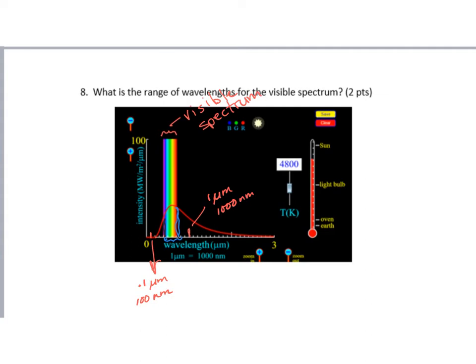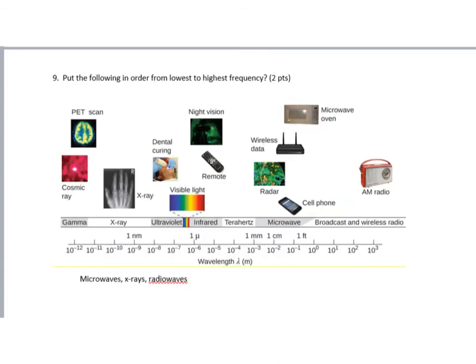So we want a range of wavelengths. And so our range is going to be 0.4 micrometers to 0.7 micrometers, or if we're doing it in nanometers, this will be 400 nanometers to 700 nanometers. Okay, let's go on to the next slide.